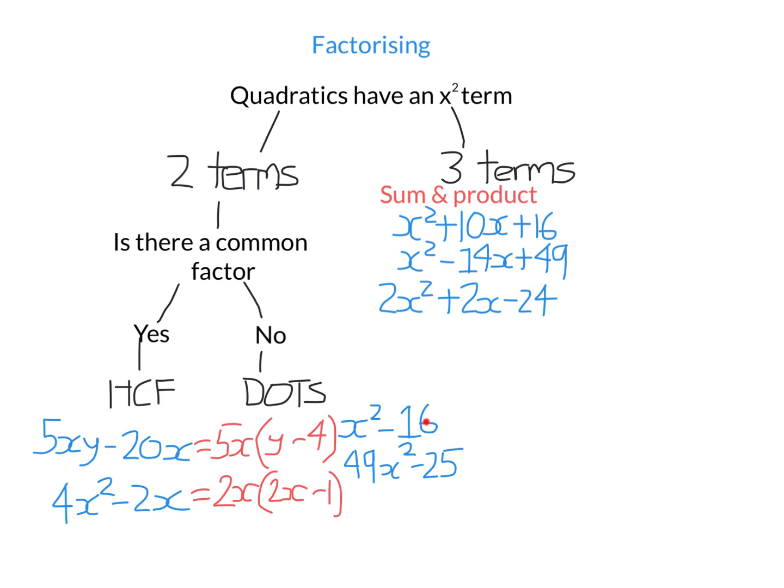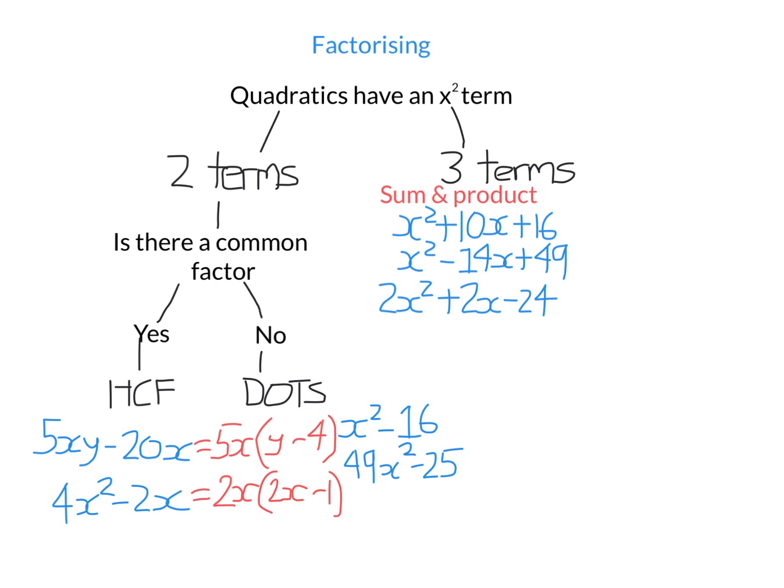So for x squared minus 16, it's a quadratic, and I have 2 terms. But neither term shares a common factor. There is nothing that goes into x squared that also goes into 16 other than 1. So I can't use the highest common factor method. If there's no common factor, we're going to try difference of 2 squares. In fact, this is the difference of 2 squares because it's a perfect square minus a perfect square. In maths, difference means minus.